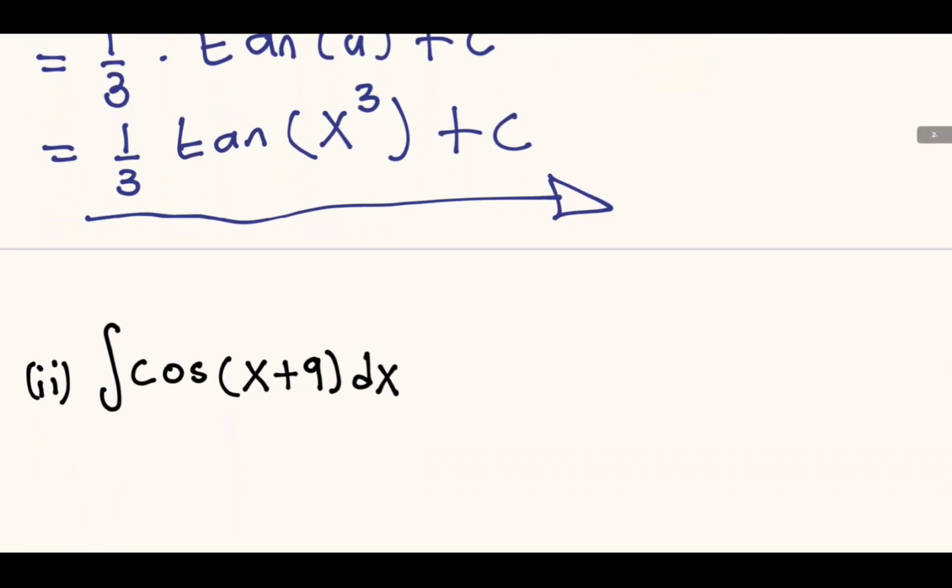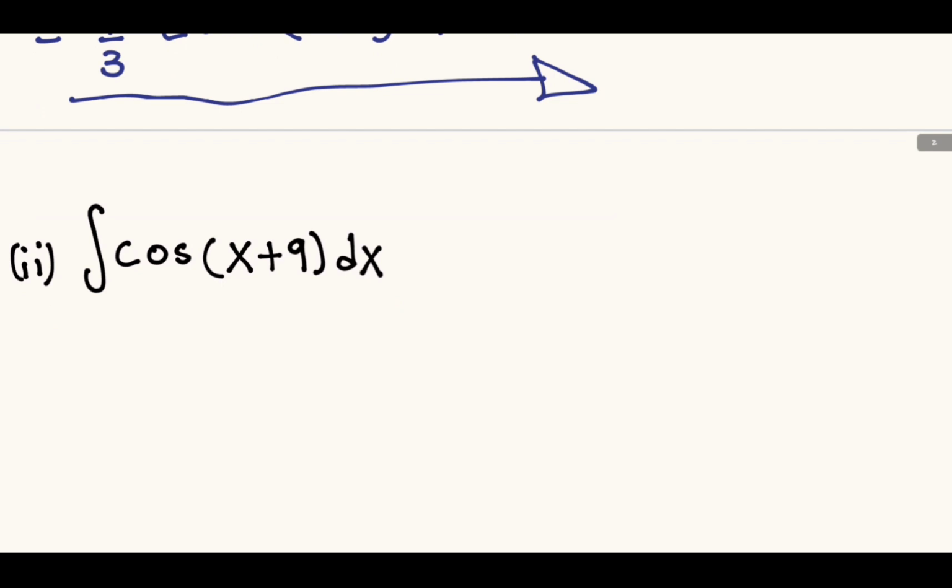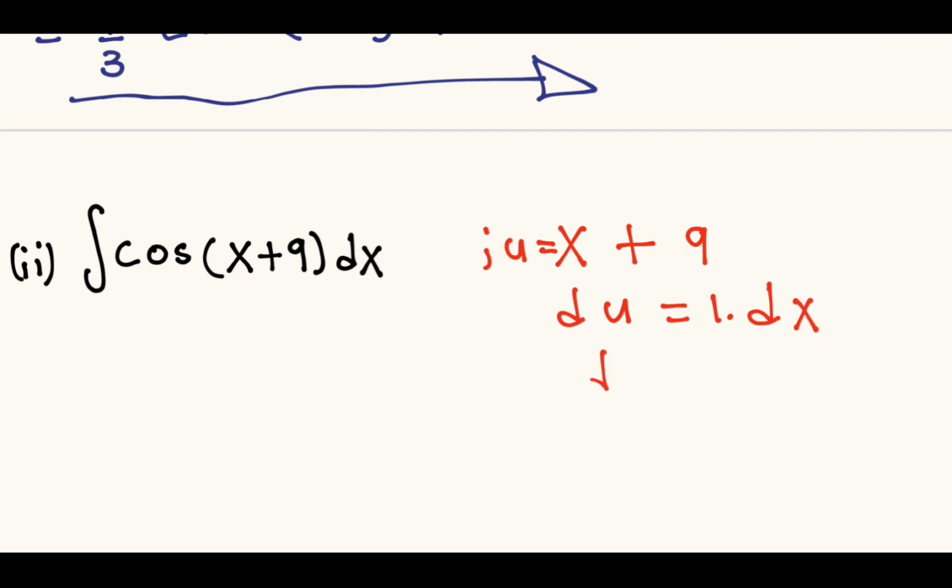For the second question, we have the integral of cos of x plus 9 dx. In this case, we have to let the x plus 9 equal to u, and we differentiate u, so the derivative of x is equal to 1 and the derivative of 9 is equal to 0 dx. So our du will be equals to dx. So in the place of dx, we will substitute du.